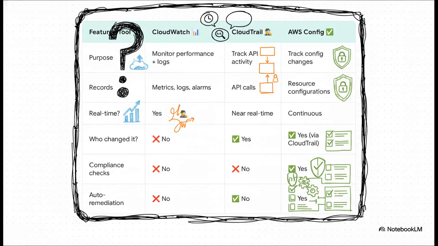Okay, this chart right here, this is your golden ticket for the exam. It breaks down the whole trio. So to answer what's happening now with performance and logs, you've got CloudWatch. To answer who did what with an audit trail, you turn to CloudTrail. And for that big third question, are we compliant? Well, that's our hero today, AWS Config. Now look really closely at this chart. See this row here for auto-remediation? Only Config can do that. That is an absolutely crucial distinction to remember for the exam.